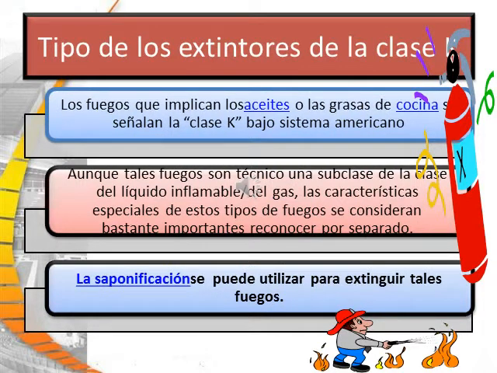Saponification is a process that produces soap, usually from fats and lyes. Fires that involve cooking oils or fats are designated Class K under the American system. Though such fires are technically a subclass of fires for flammable liquids and gases, the special characteristics of these fires are considered important enough to recognize them separately. It is here that saponification is used to extinguish these types of fires.